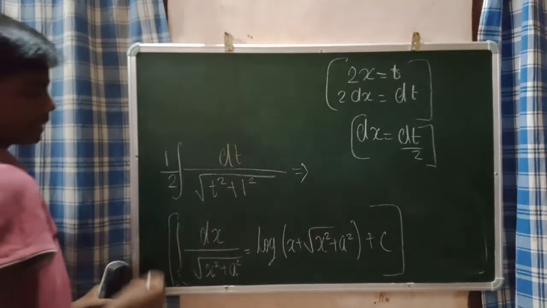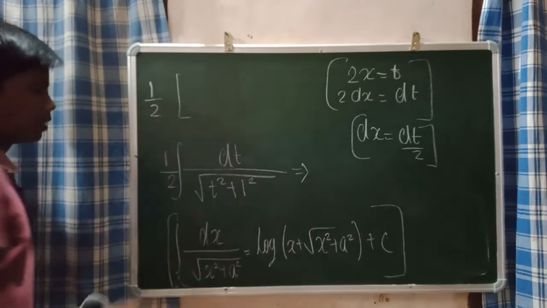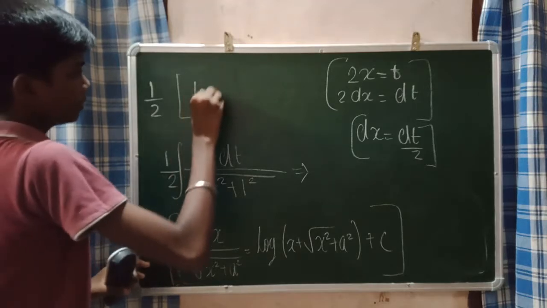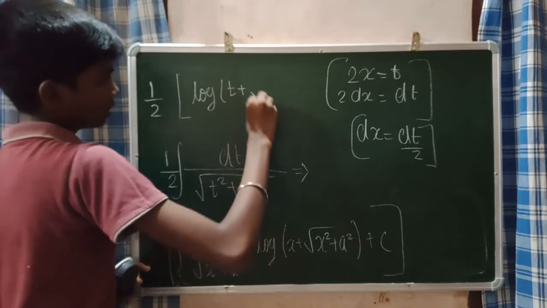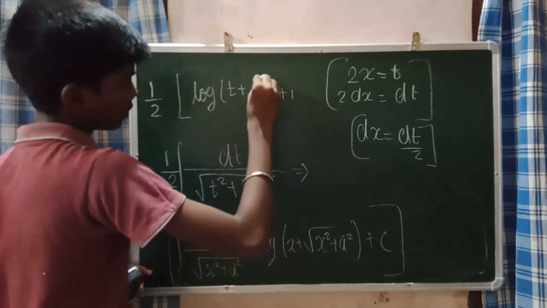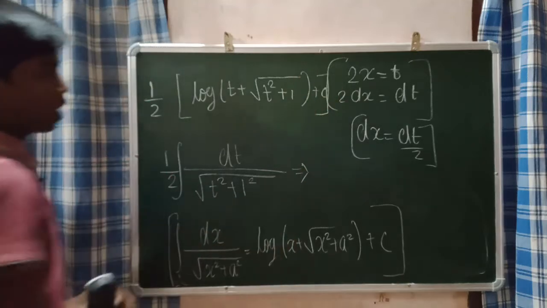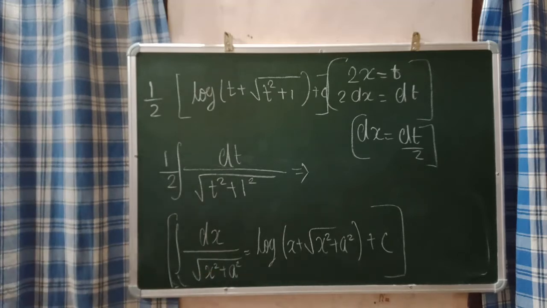So you will get half into integral of dt by root of t square plus 1, which will be log of t plus root of t square plus 1 square. 1 square is 1 only. Then plus some constant. This is what you will get when you use this standard integration. That is half into log of t plus root of t square plus 1 plus some constant.